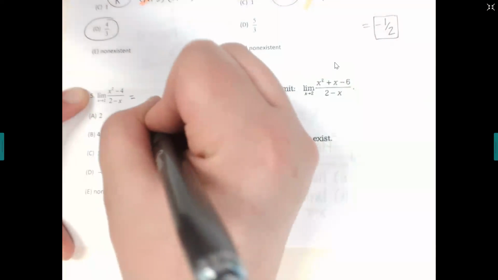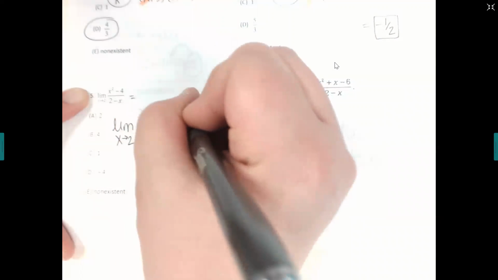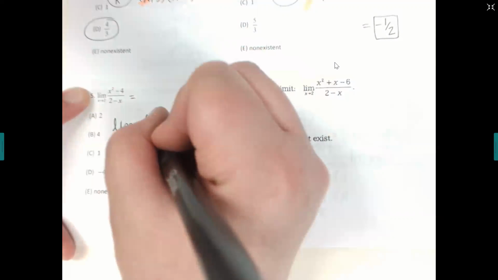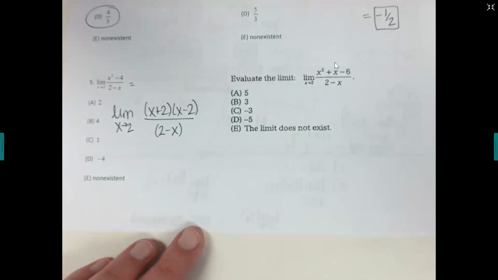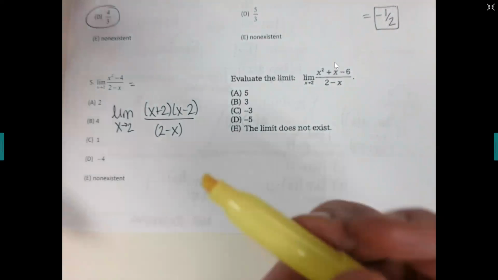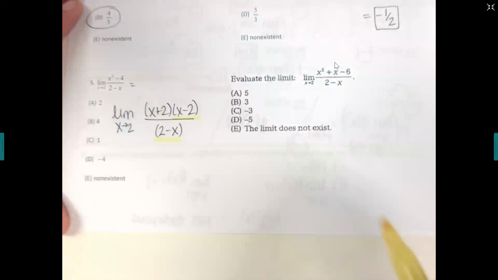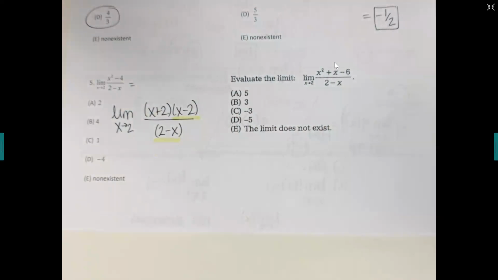Okay, plus 2 and -2. Can I then cross out x minus 2 and 2 minus x? Is that a thing? No. So what can I do to the bottom to reverse the order of subtraction so that the top and the bottom can't cross out? Because right now these can't cross out. Take out a negative.